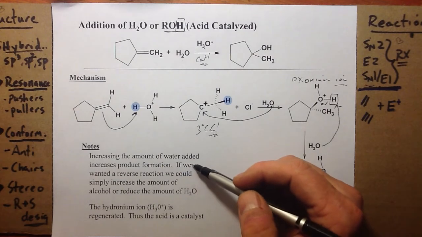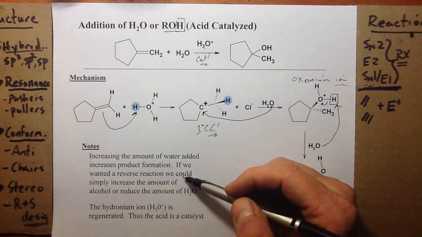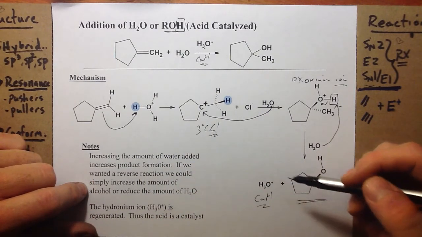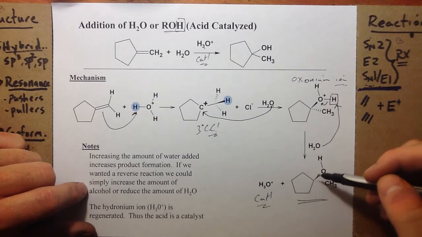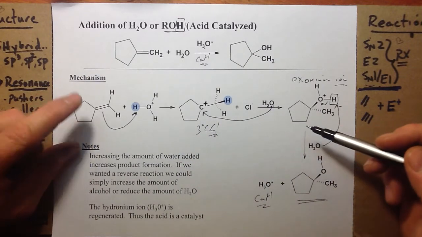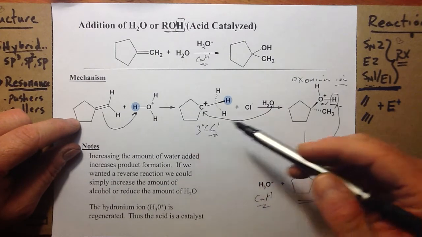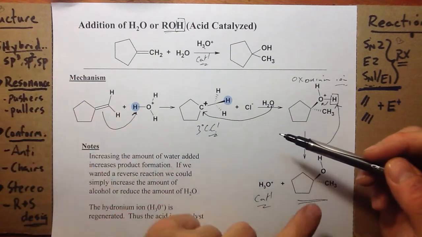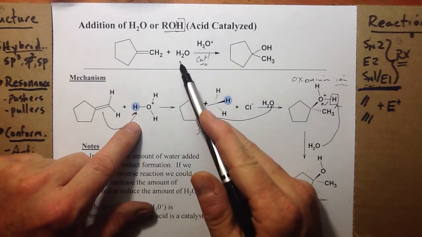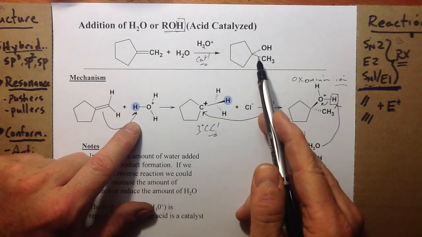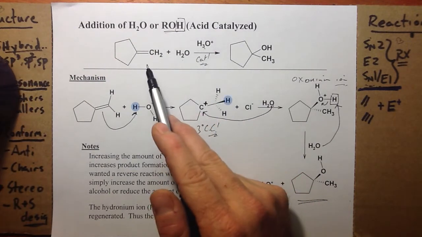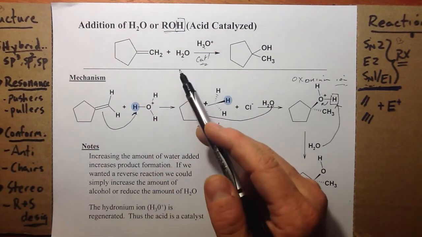Some other notes: increasing the amount of water increases product formation, but if we want the reverse reaction, we could simply increase the amount of alcohol here, and we could have our acid catalyze elimination and maybe increase heat. So this is a reversible reaction. Please know that. You could actually reverse this if we wanted to go and make alkene from the alcohol. We could have a high concentration of alcohol. If we wanted to go the other way, have a high concentration of water to drive the reaction to the right. High temperature would favor elimination, so if we went above the heat needed for just the reaction, we could go back to the alkene.